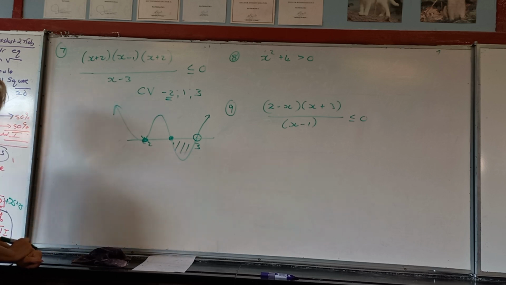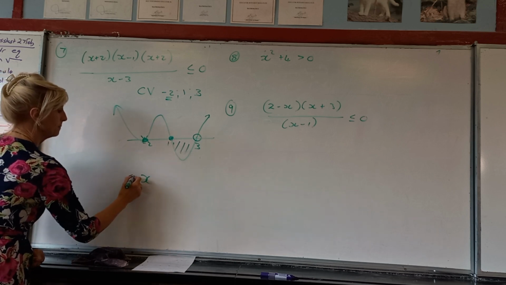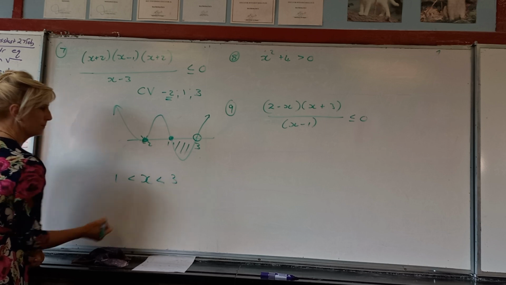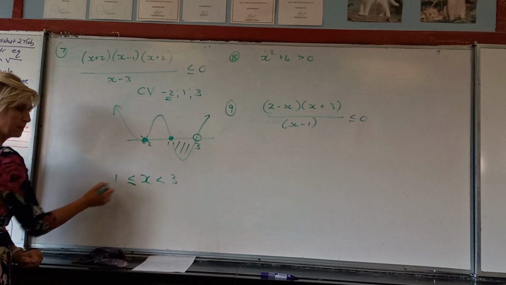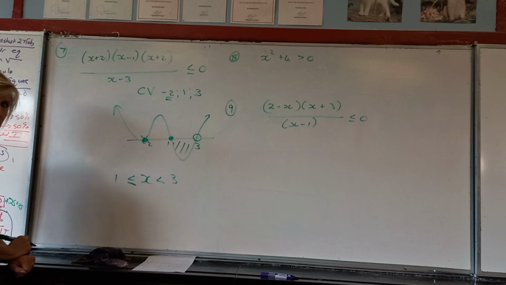So what's the represented answer? X is between 1 and 3. Included, definitely visible, included, and definitely visible, excluded. And that's it.